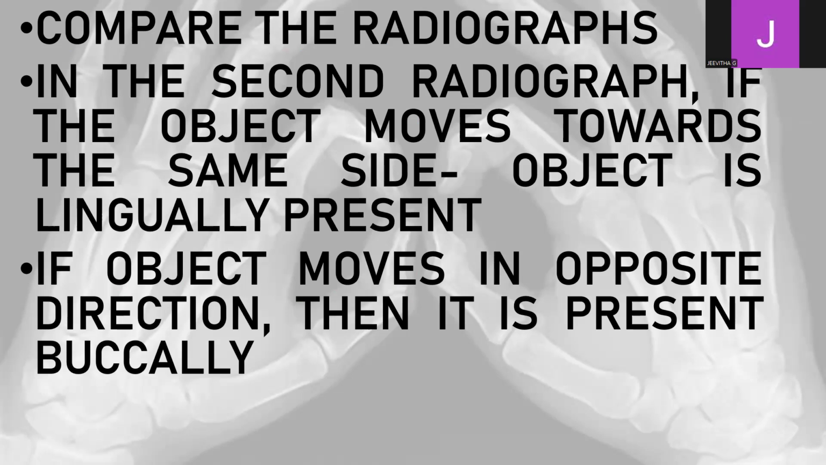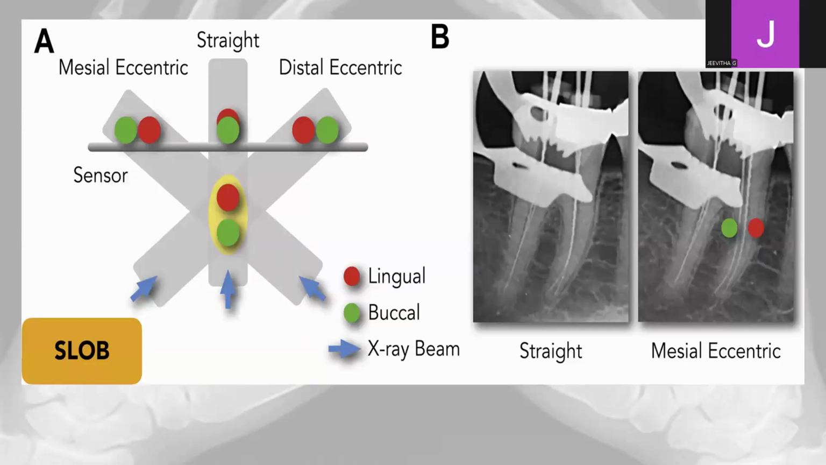Okay, now this is the main concept once again, where we can find out that the dots which are given in red color are objects which are present lingually, and if the dots are given in green color, it means that the objects could be present on the buccal aspect, and the different X-ray beams which can be given accordingly are seen over here.